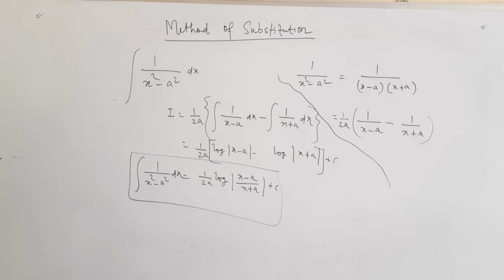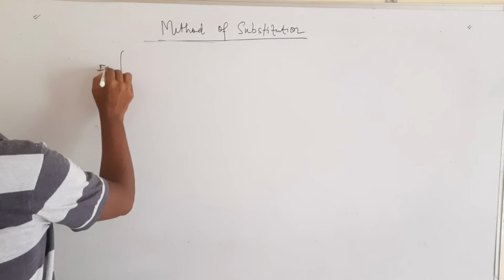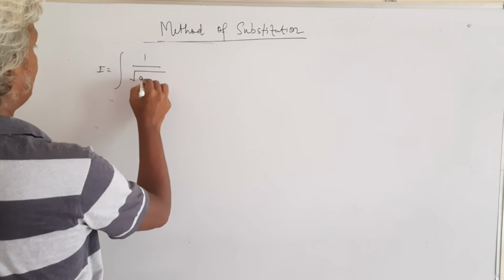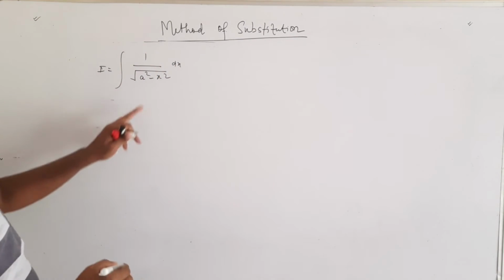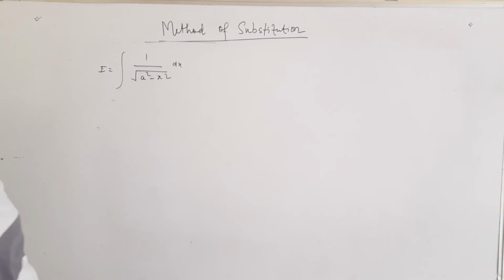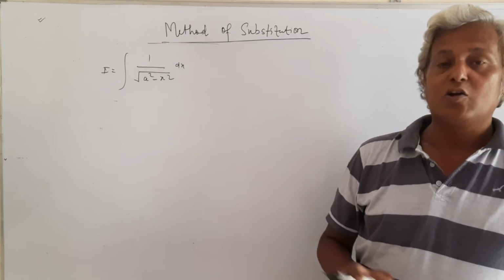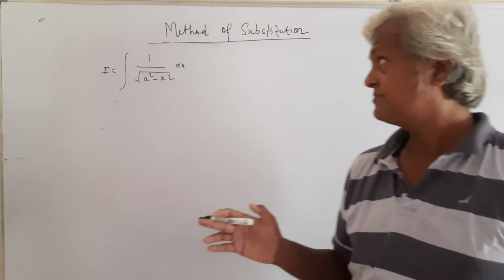Now after this we'll take another form, that is the third form. Again we have a form that finds the integration of 1 over under root a square minus x square dx. Now when you see a square minus x square, then you have two standard forms, that is 1 minus sine square x is cos square x, or 1 minus cos square x is sine square x.